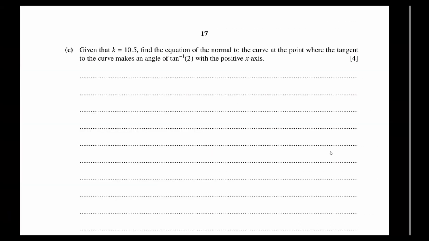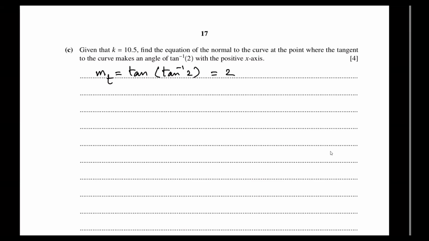Okay, let's move on to the next part. Given that k equals 10.5, the tangent to the curve makes an angle of tan inverse 2 with the positive x-axis. So the gradient of the tangent is tan of tan inverse 2. Since the tangent makes an angle of tan inverse 2 with the positive x-axis, the gradient is tan of that angle. The gradient of the tangent is 2.